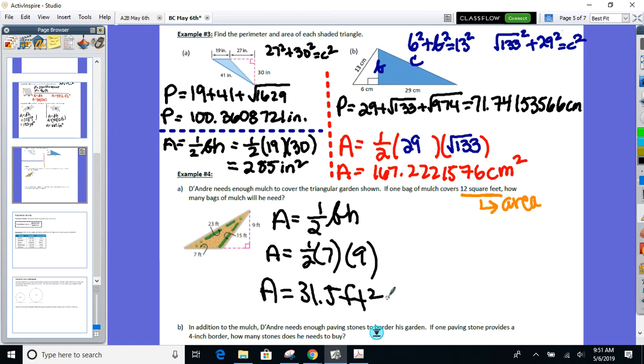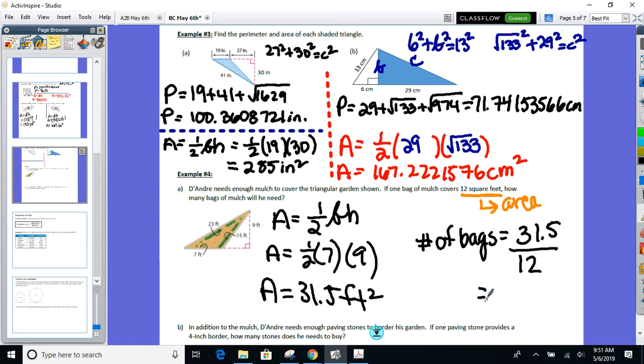And here's where I'm going to have a lot of you get confused, and I need to get you over this hurdle. Do I take the 12 and multiply, or do I divide it by 12? Let's think about this. How many feet does 1 bag cover? 12. So I get 12 feet, there's 1 bag. 24, there's 2. See where we're going here? Do I want to multiply or divide by that 12? I want to divide by the 12 for the number of bags. So I take the 31.5 and I divide by 12.